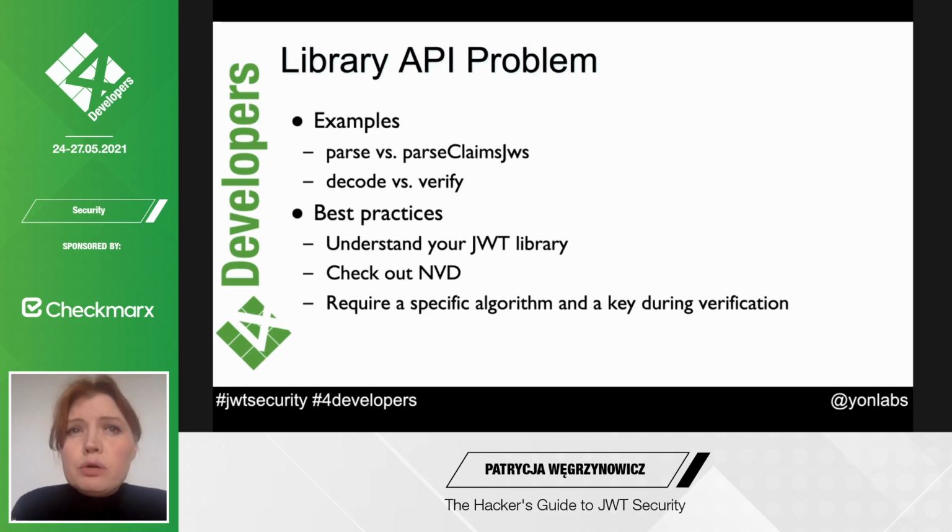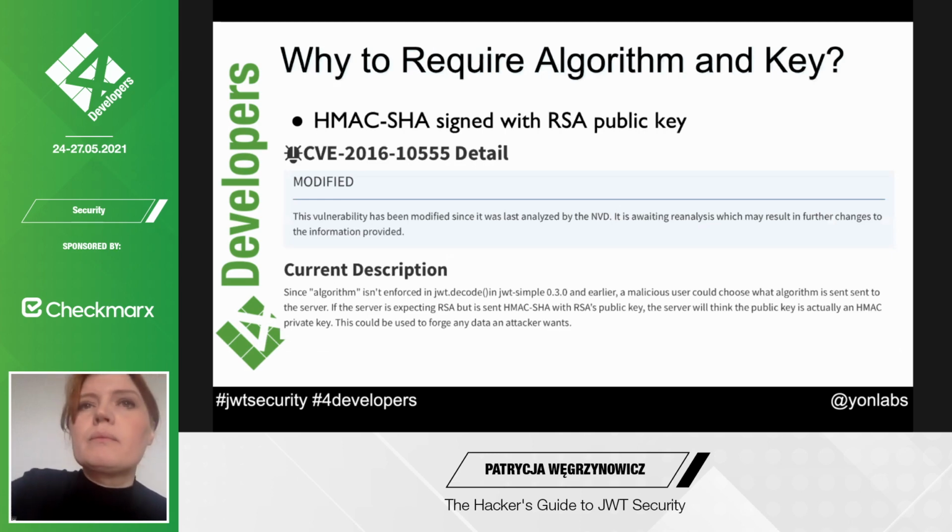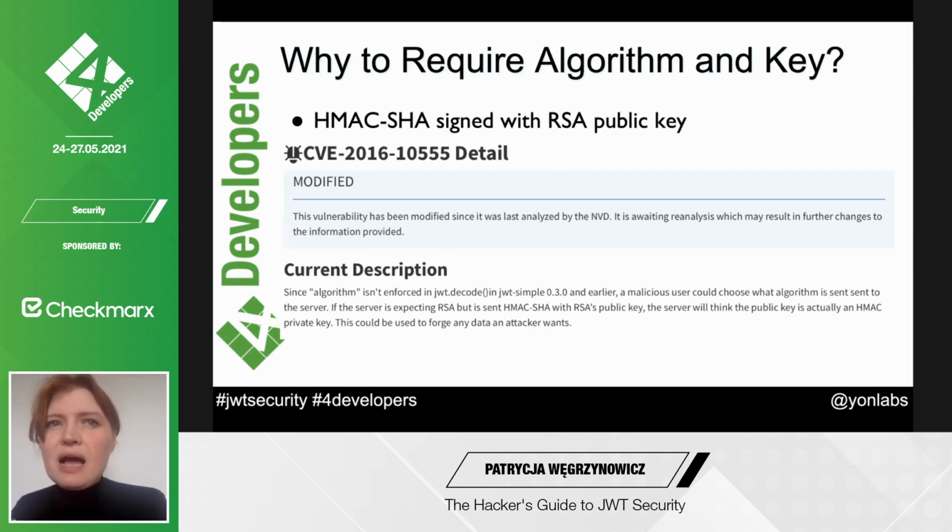So to protect our code against such problems, we should understand the library in use. Check out vulnerability databases. And additionally, in our code, we should require a specific algorithm and a specific key during verification. Why should we require a specific algorithm and key during verification? Because otherwise, we can end up with serious vulnerabilities in our code, like this one. A hacker can trick a vulnerable application to change the algorithm to HMAC SHA instead of RSA.